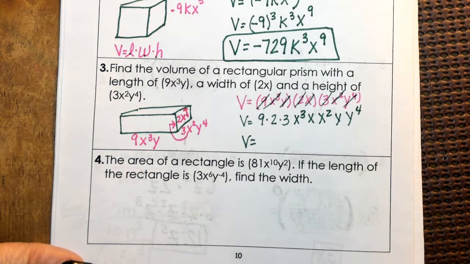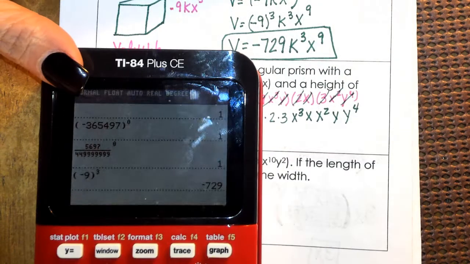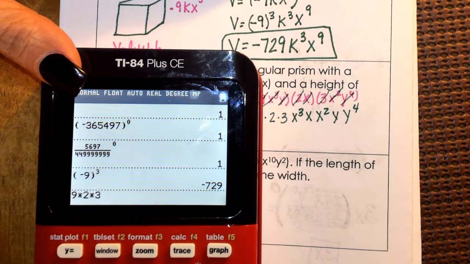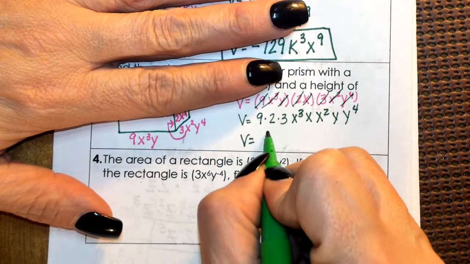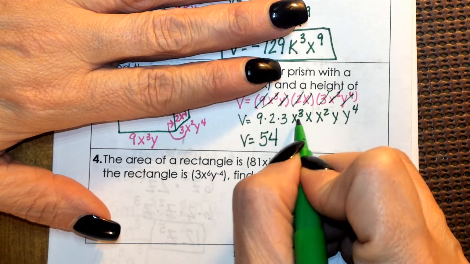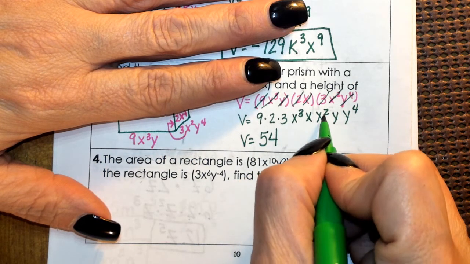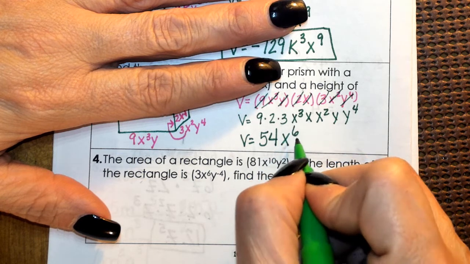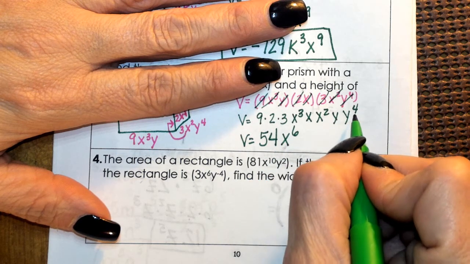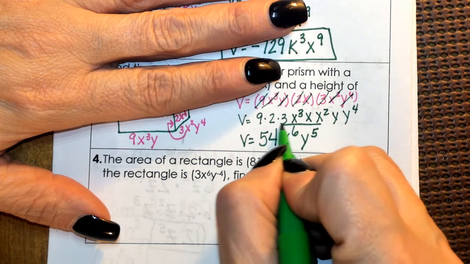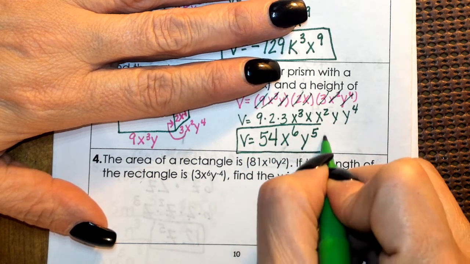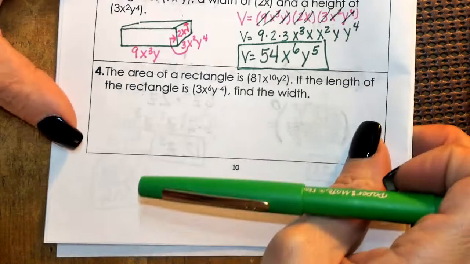9 times 2 times 3. Well, let's grab our calculator real quick and let's do 9 times 2 times 3. 54. Then 3, 4, 5, 6 x's, and 1, 2, 3, 4, 5 y's. There we go. There's my volume. Hopefully you got that. I'm super excited if you did.